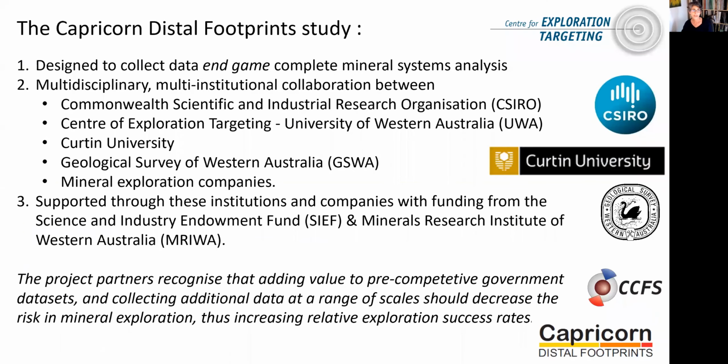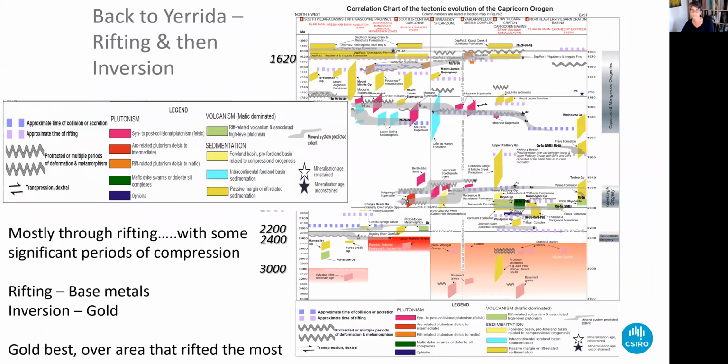This work was completed as part of the Capricorn Distal Footprint Study, which took place between about 2013 and 2018. It really still does continue because we're still writing everything up and publishing all of the work. It was a collaborative effort between Curtin University, the University of Western Australia, CSIRO, GSWA and mineral exploration companies, and was funded generously by CEF and Mariwa.